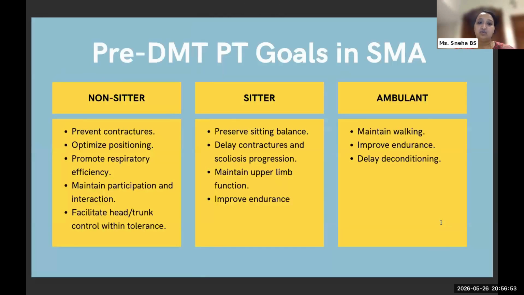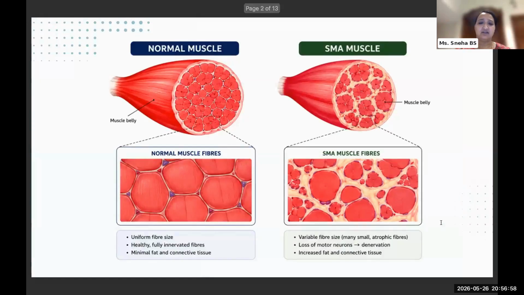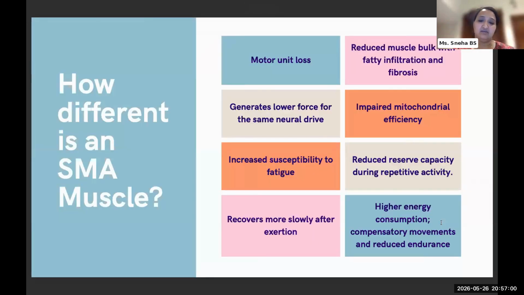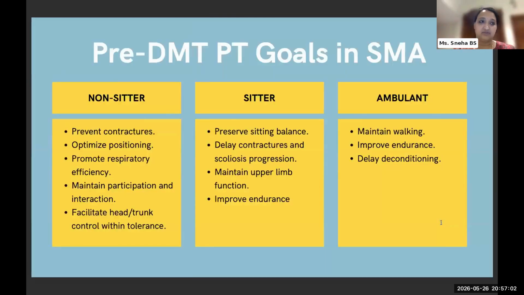So we have two separate eras now, the eras or phases in the clinical course of a child or a person with SMA. First is the pre-disease modifying therapy, DMT, that is pre-disease modifying therapy phase, and post-disease modifying therapy phase. So we're going to be looking at goals separated into those two phases because there is a lot of difference.